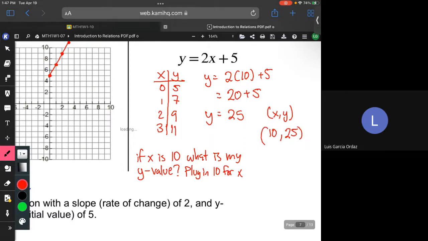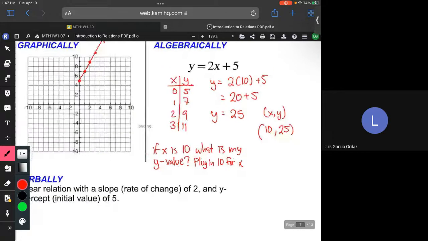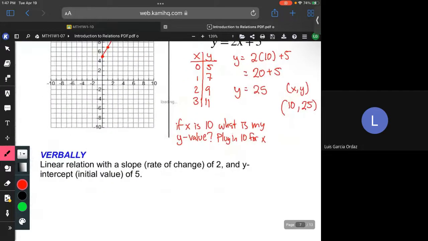Okay. You can do the same thing. If I ask you if x is 20, what is my y value? It'll be 45. Okay, so my point would be 20 and 45. So verbally, this is a linear relation with a slope or a rate of change, or in this case, I'm using the word pattern because I'm just starting you guys easy. Pattern of 2 and a y-intercept or the initial value of 5.